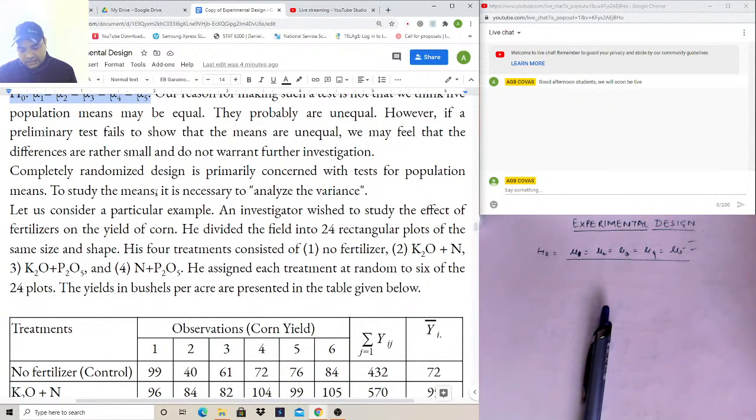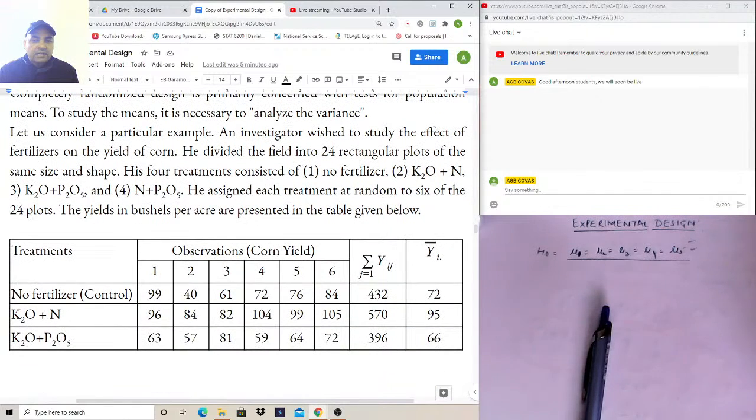So let us consider one particular example. And what is that example? An investigator wishes to study the effect of fertilizer on the yield of corn. What is the difference between the ANOVA chapter and this chapter is that here we are assigning the units, the groups, the treatments. There, that work had already been done. It is observation, and from the observation we were doing ANOVA. But here, he is designing the experiment.